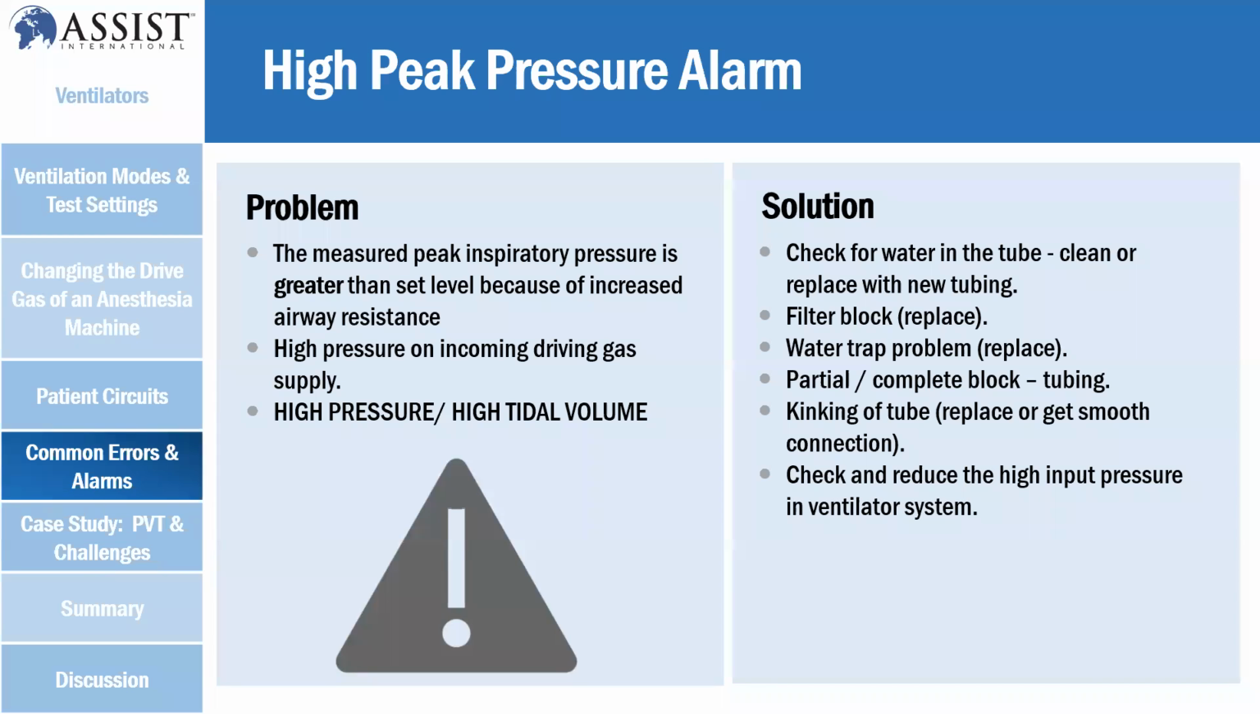for water in the tubing; clean and replace with new tubing. Check for a blocked filter. Basically, a filter that has been used is blocked and creates more resistance. The water trap can also be a problem, as can partially or completely blocked tubing or kinked tubing. You need to replace these to get a smooth connection, and check and reduce high input pressure in the ventilator system. So if you have high pressure, check the incoming pressure as well. All this needs to be done. This is the solution that you can look into.